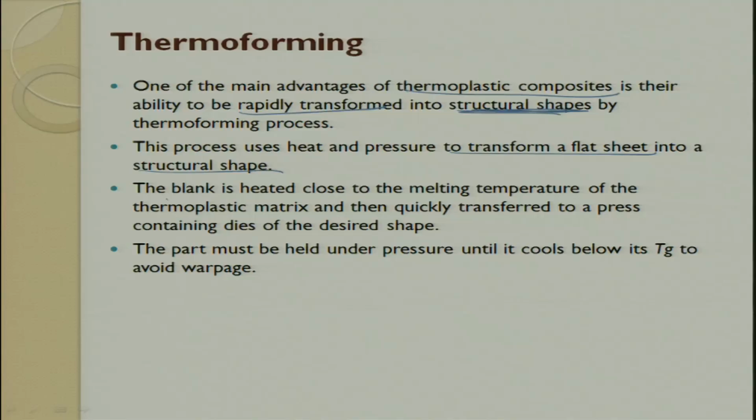So, you take the flat sheet, take a mandrel or give a pattern, whatever it is, wrap it on top of it, heat it, consolidate it, and you get the required output. The blank is heated close to the melting point, and the thermoplastic matrix is quickly transferred to a press containing the die, and you get the required shape. The part is held under pressure until it cools below Tg.